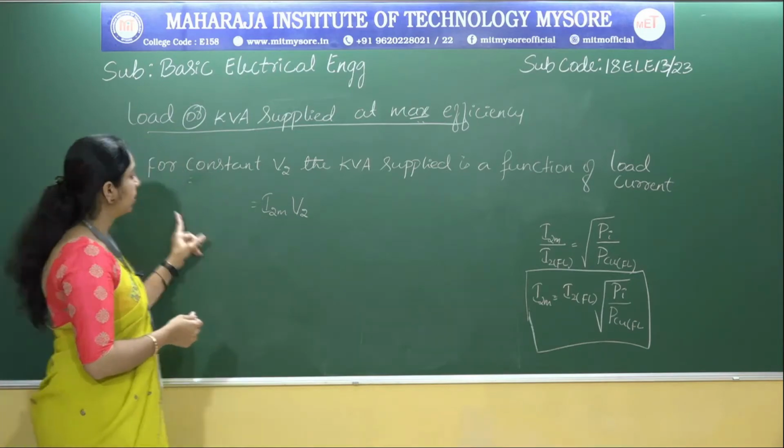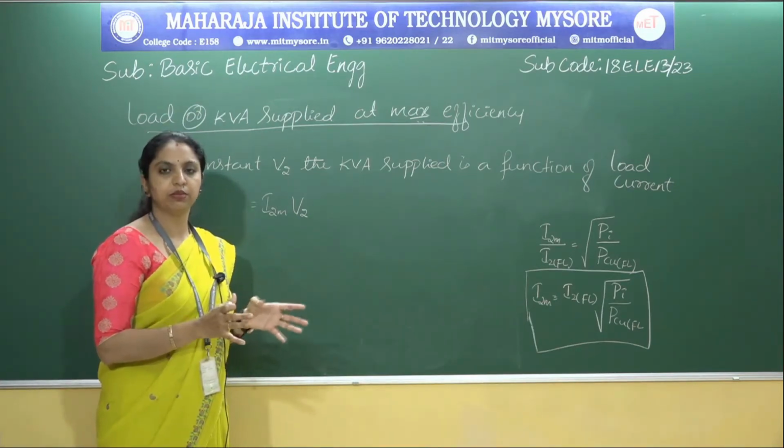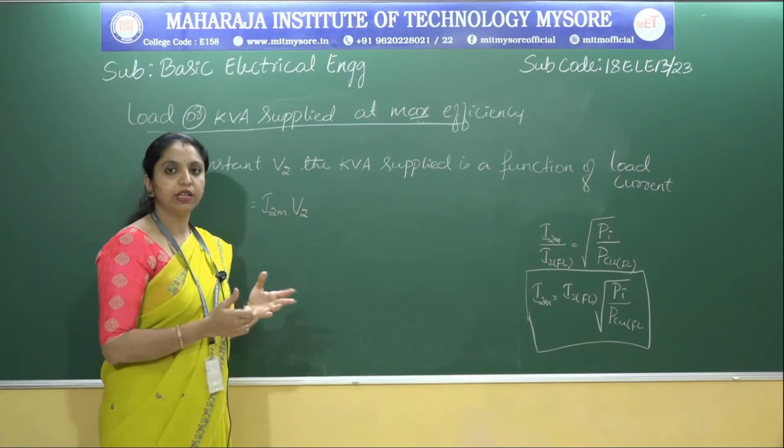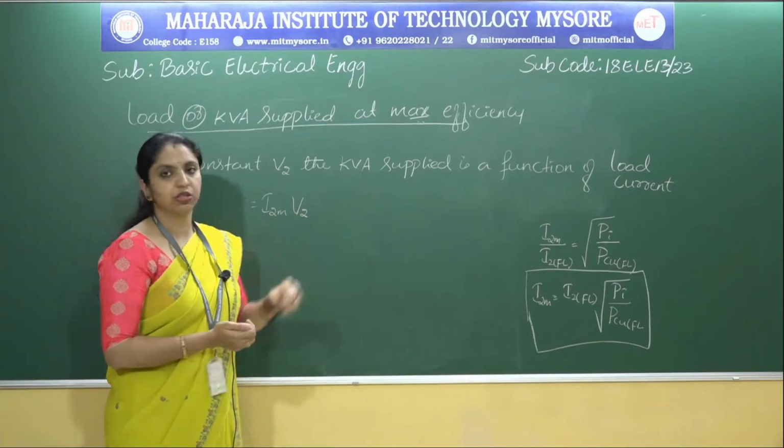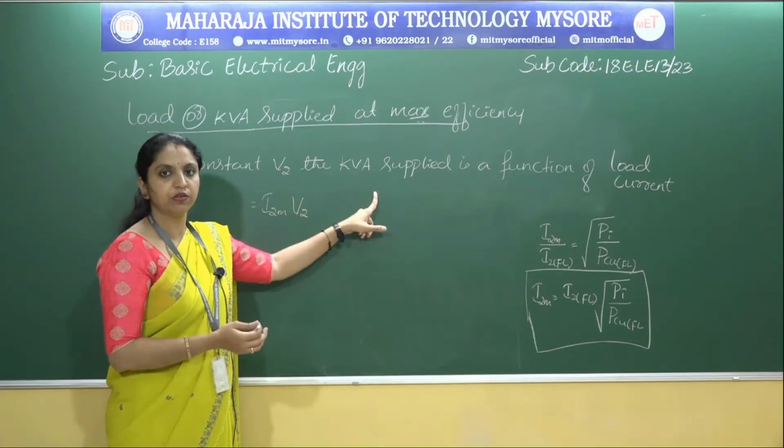Next we are going to see the load or kVA supplied at maximum efficiency. Remember here, for constant V2, assuming that the voltage remains the same, the kVA supplied is a function of the load current. Remember again, the kVA supplied is a function of the load current.